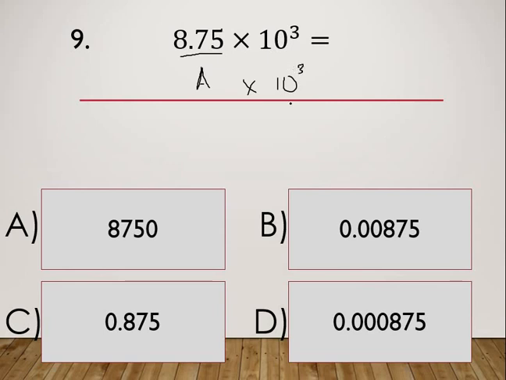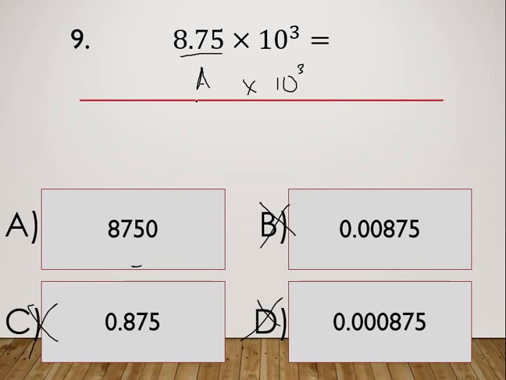So the original number did not start with 0. That we know for sure. If it had started with 0, the power can't be positive when you write it in standard form. So we know that these are basically out. So our answer is 8750. That was quick, isn't it?